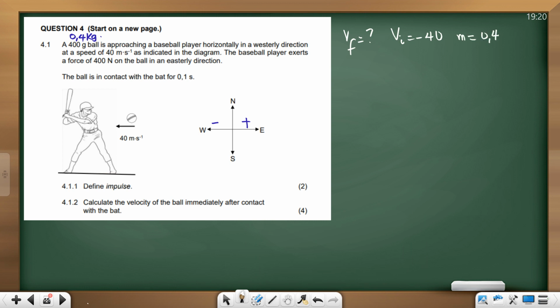What is the mass of the ball? 0.4. What is the time of contact? 0.1. What is the force on the ball? 400 newtons. In which direction? East. Do you see a formula here? What formula do you see? Just by writing down, things just open up. Voila.